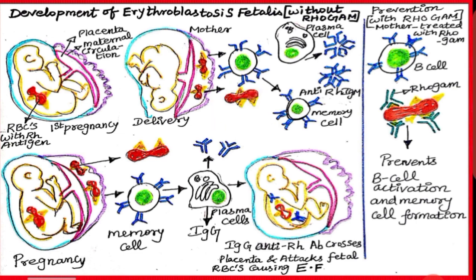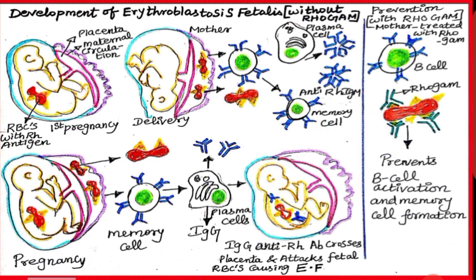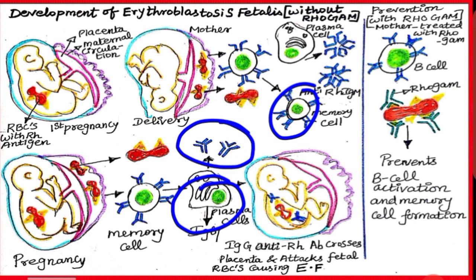During the second pregnancy, what will happen? As we already know, there is a 75% chance of getting an RH positive child again. At that time, the memory B cells which were already produced in the mother's system convert into plasma cells, which produce a large number of antibodies. Those antibodies start to fight against the Rh factor in the baby's RBC.